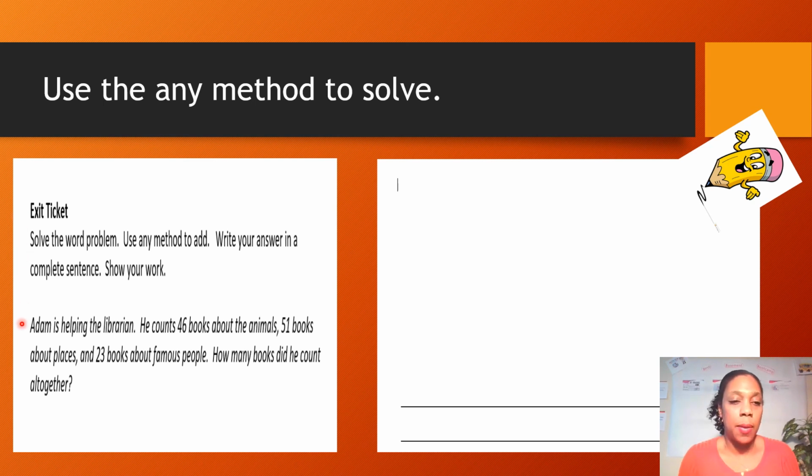Here is the problem. Adam is helping the librarian. He counts 46 books about the animals, 51 books about places, and 23 books about famous people. How many books did he count altogether? All right, I want you to try to do that one on your own and have a great day. Use one of those strategies that you've been taught.